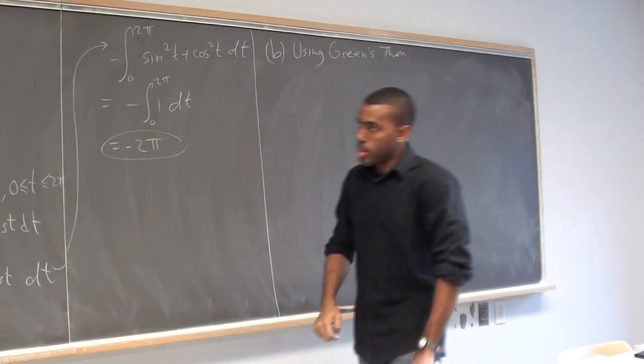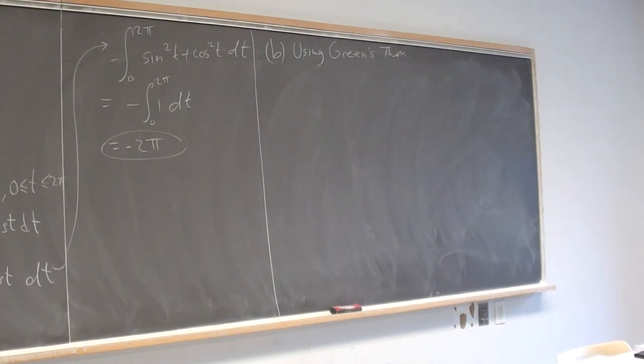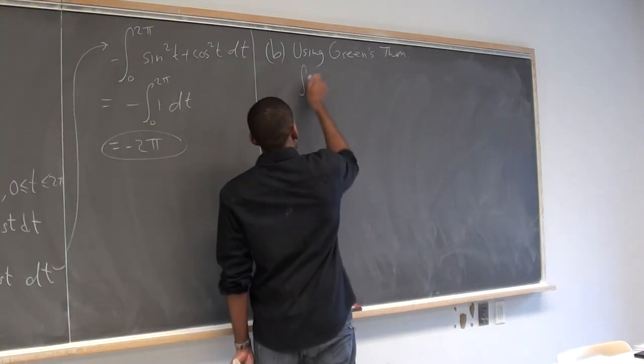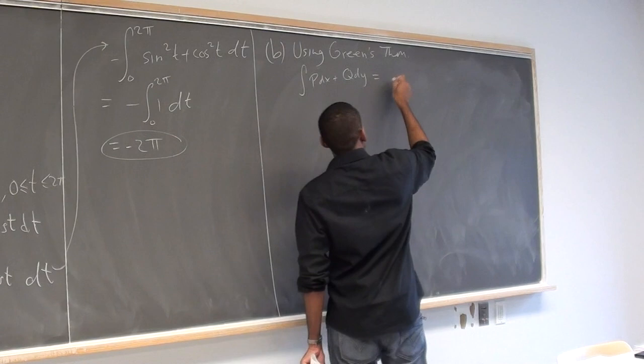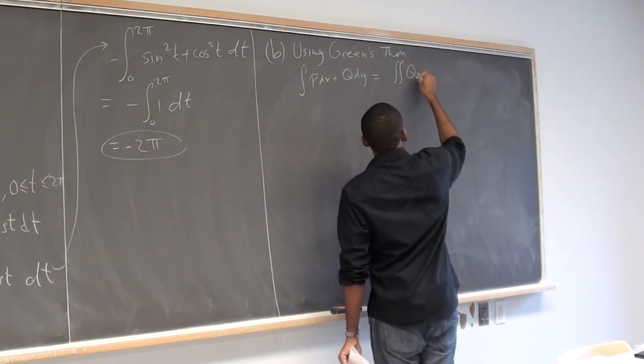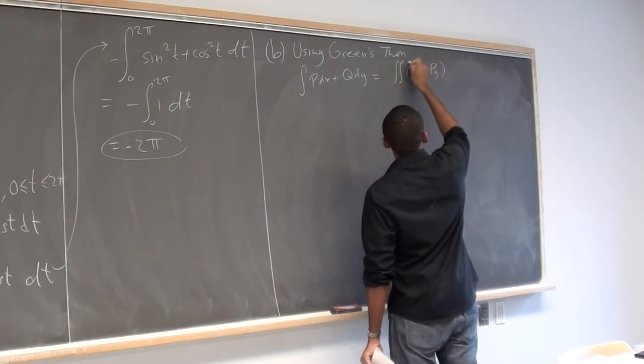So here comes the tricky part. Well, not tricky, but first time we're doing it. All right, so in Green's theorem, it says what? It says the integral of P dx plus Q dy is equal to the double integral of partial of Q with respect to x minus partial of P with respect to y.